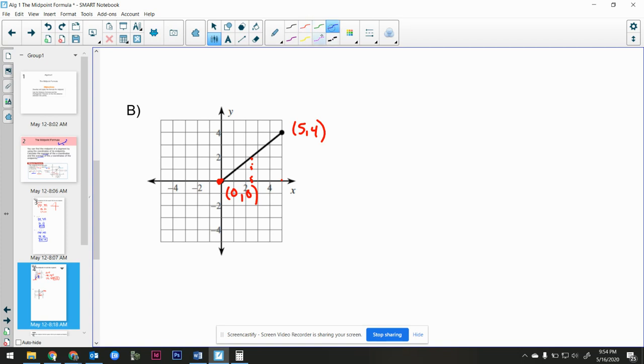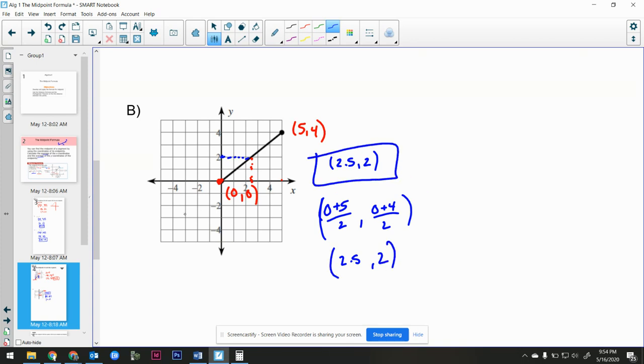What's the midpoint for the y values? Well, I'm ranging from 0 to 4. Well, it's halfway between 0 and 4, 2. So my midpoint should be 2.5 comma 2. Now, I've already picked off the coordinates, so let's just run it through the formula. 0 plus 5 over 2, and 0 plus 4 over 2. Because it's at 0, 0, that's a little easier to calculate. 5 over 2 is 2.5. 4 over 2 is 2. So it does check out. That is my correct midpoint.